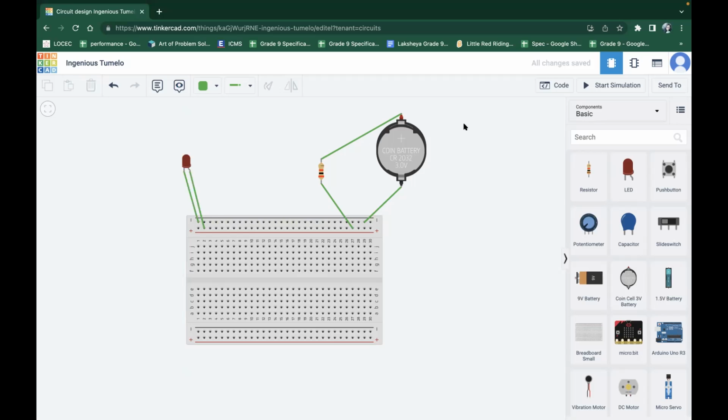Because this hole connects to the positive and this hole connects to the negative. If it's working, you start the simulation and then you can see it. It has less light because you have high resistance.